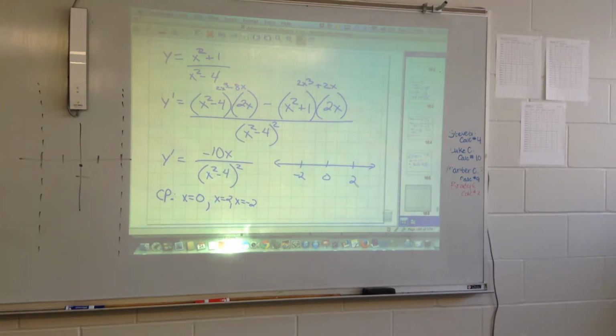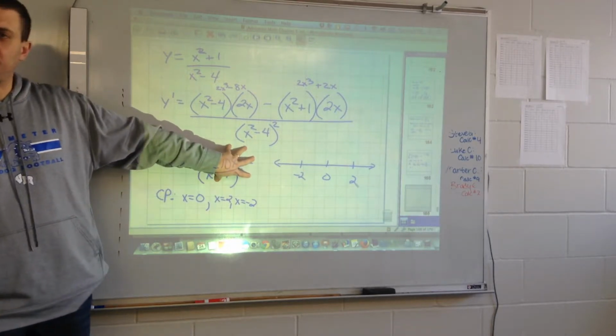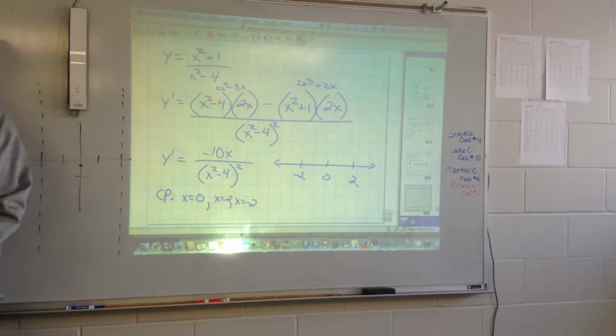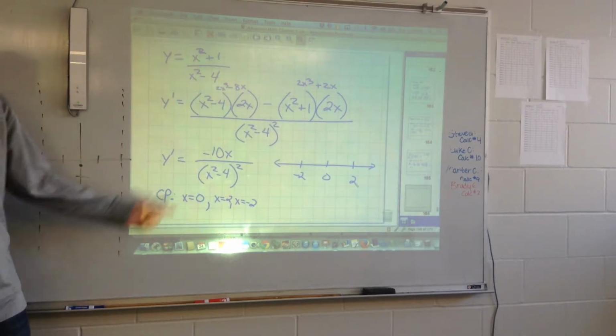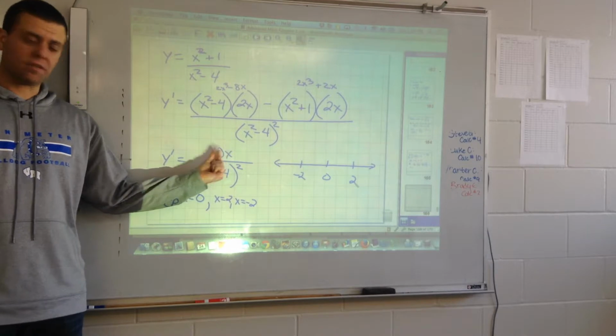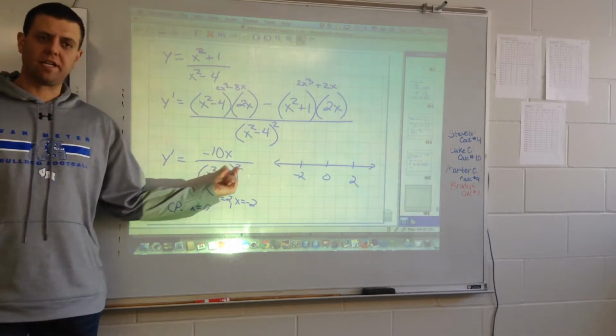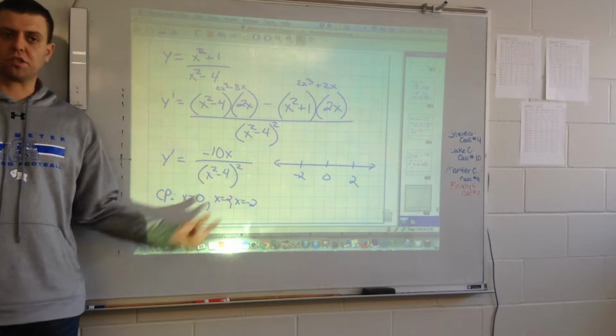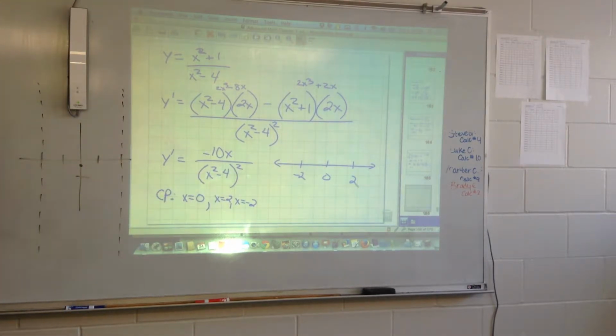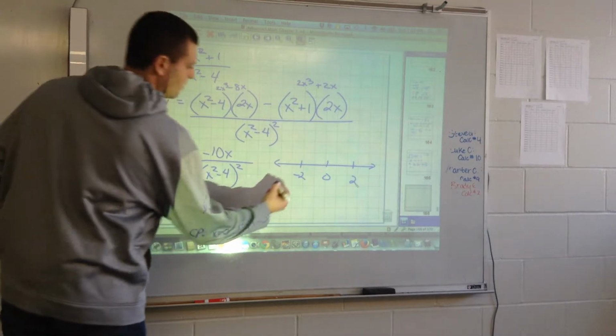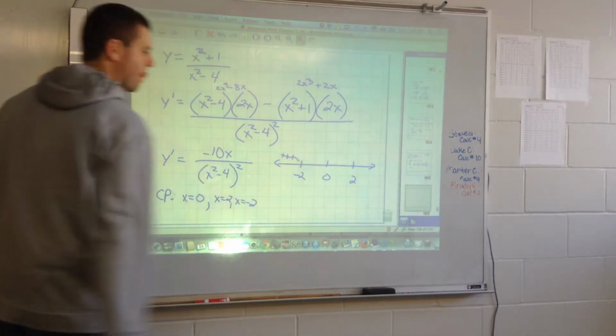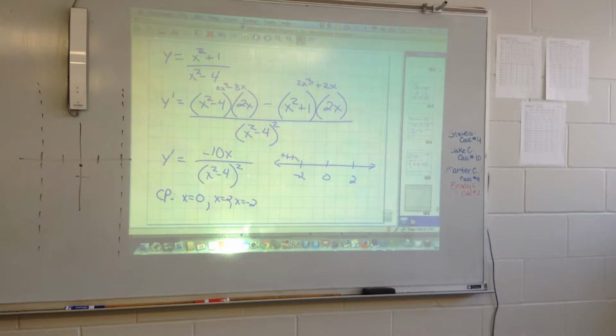Let's test other x values that are between and on the outsides of those critical points. Test them by plugging them in to the first derivative to see whether the function is increasing or decreasing on that given interval. So we'll try -5. I plug in -5, I'll get a positive number on top. I'm squaring anything down here, so that's also going to give me a positive number on the bottom. Positive divided by positive, positive.